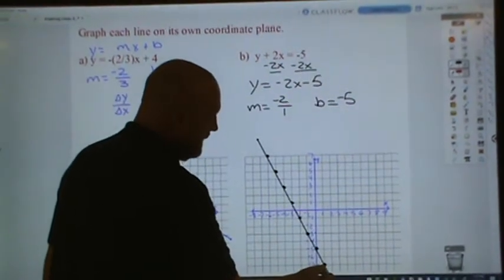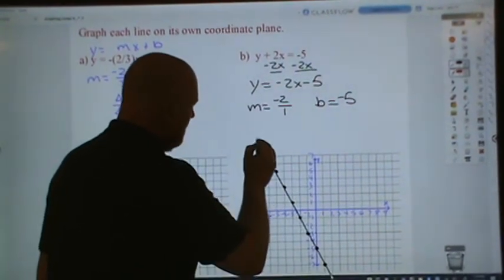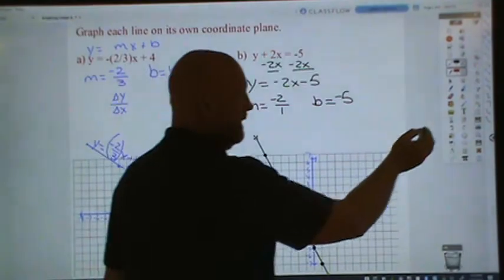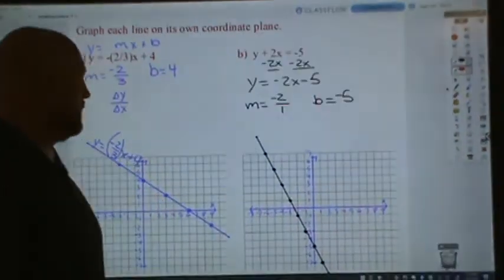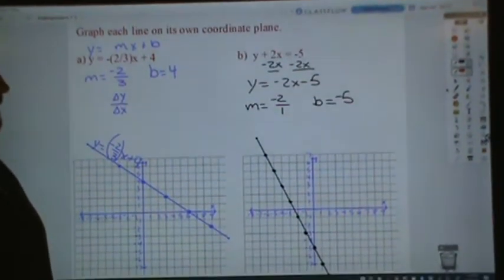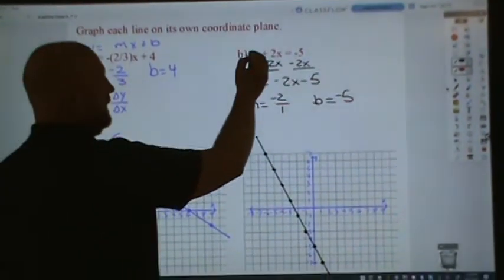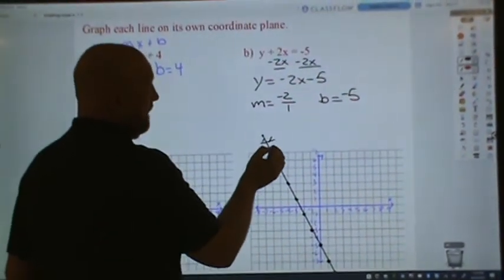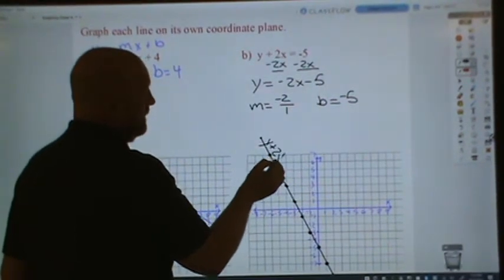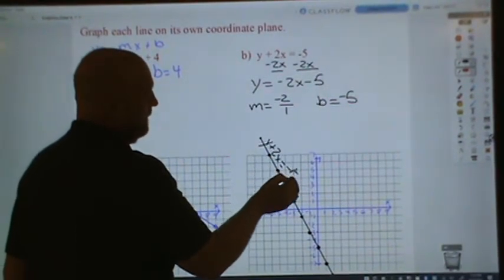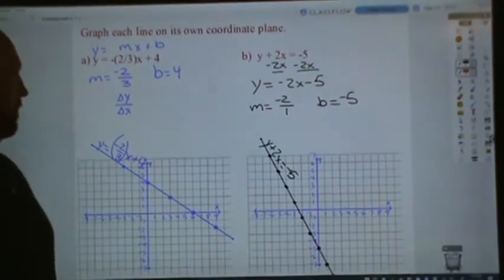But remember, a line contains arrows at the ends to show that the line extends infinitely in opposite directions. So make sure you have some arrowheads on your line. And then label with the original equation. So my original equation says y plus 2x equals negative 5. Always label with that given equation.